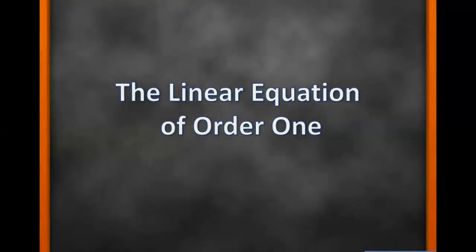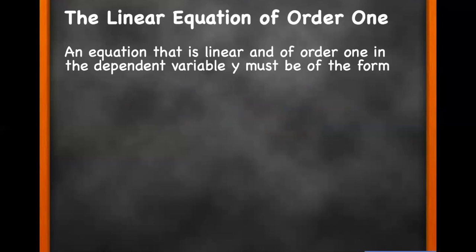Okay, so we are going to talk about linear equations of order 1. An equation that is linear and of order 1 in the dependent variable y must be of the form a of x dy over dx plus b of x times y equal to c of x.